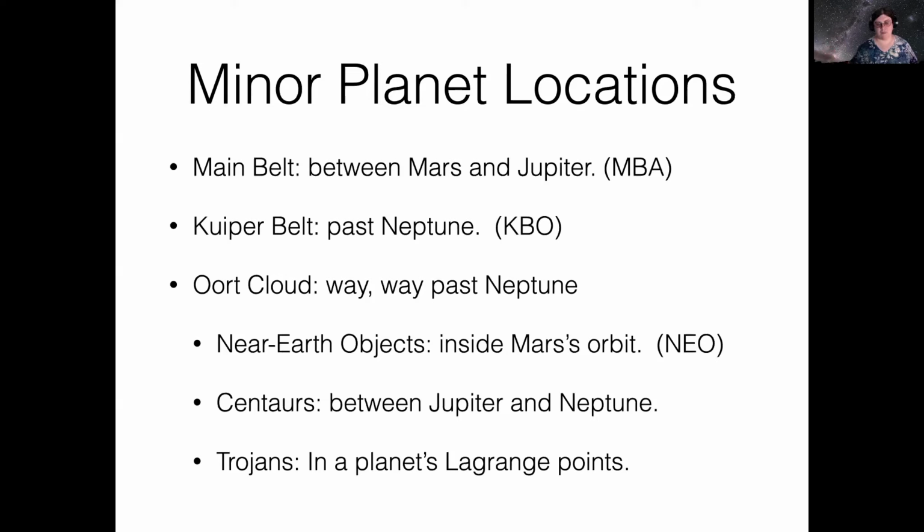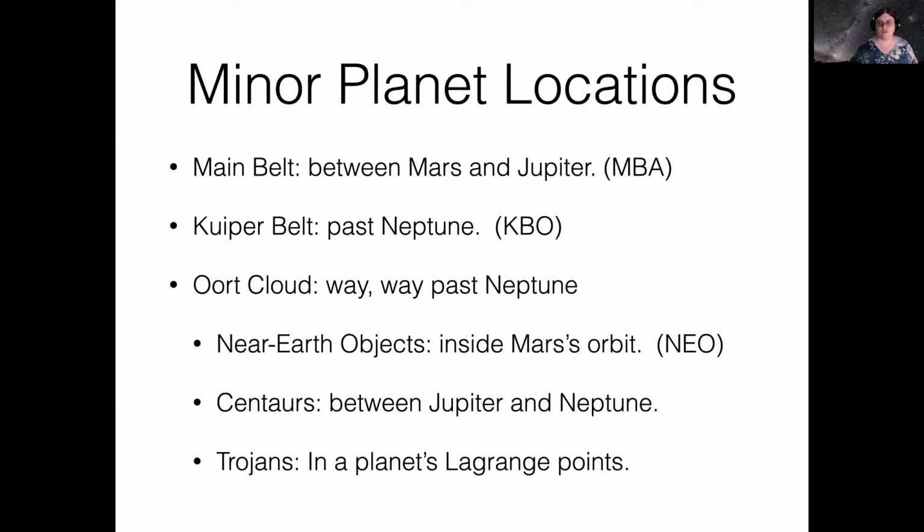Unlike the belts, which are mostly pretty flat, where objects don't have inclinations of more than a few tens of degrees at most, the Oort cloud is a cloud. Everything has random inclinations. And again, we don't see that directly. Now, some other common objects we're going to talk about are near-Earth objects. These are objects that are between Mars's orbit and the sun.